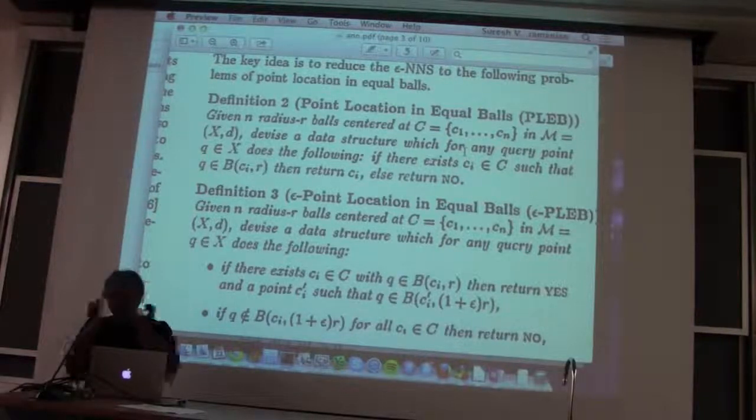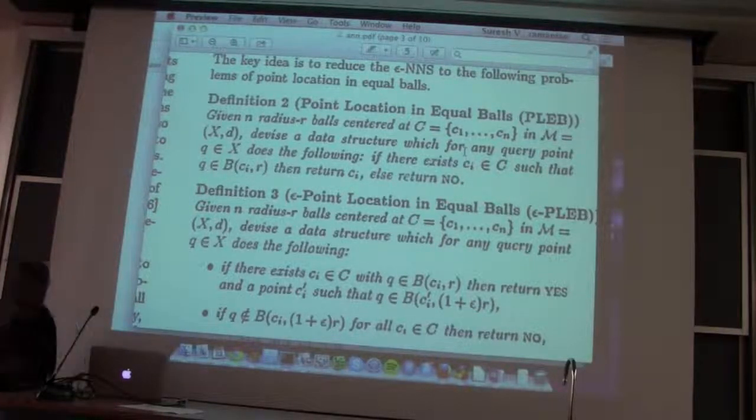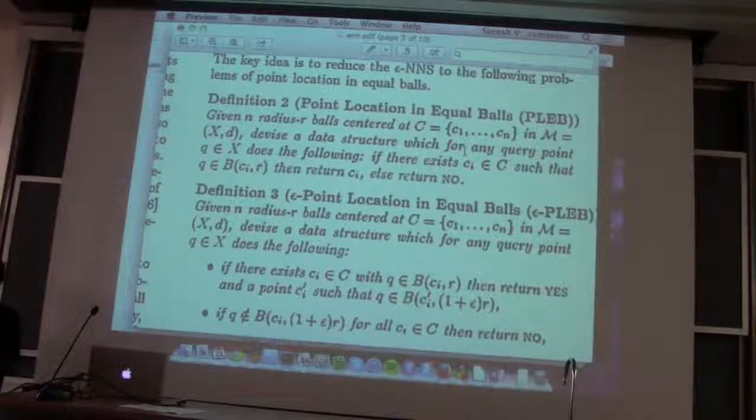And this might be a good time to stop and think, what does this have to do with nearest neighbor? Why would this be a problem that might come up when you're thinking about nearest neighbor? So when you're doing a nearest neighbor query, let's say your nearest neighbor is some point. And let's say the distance to that point is r. So now what can you say?